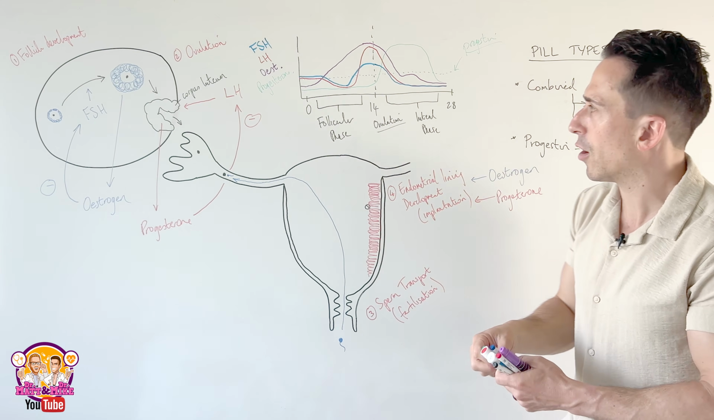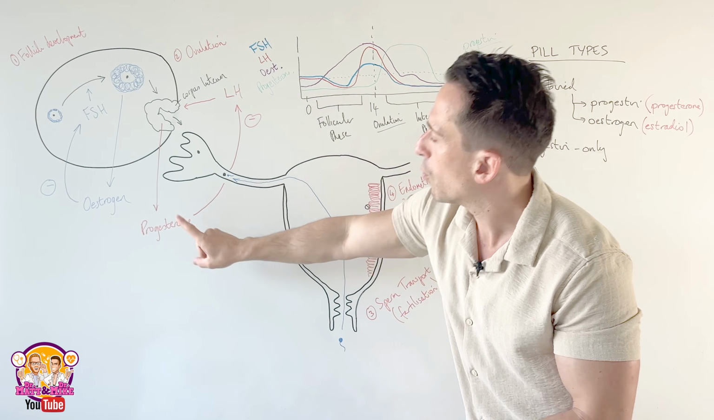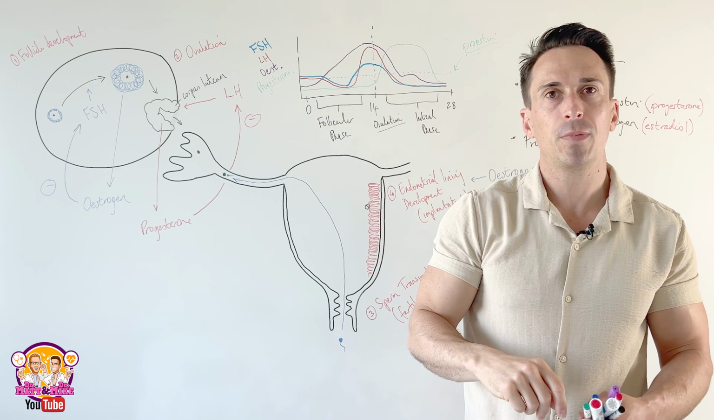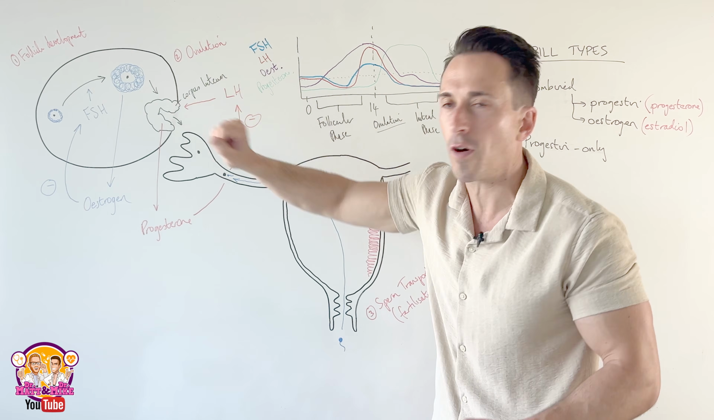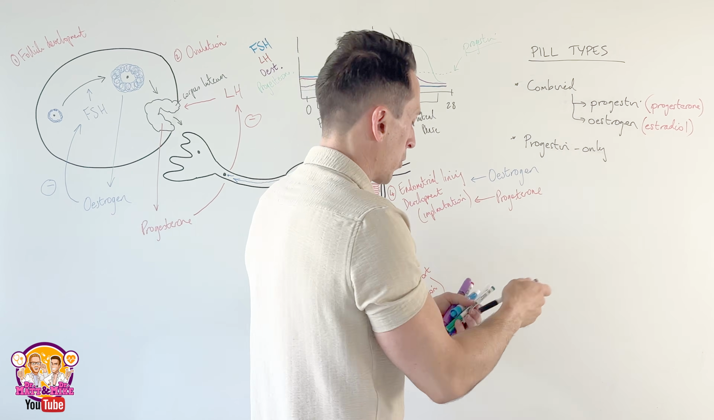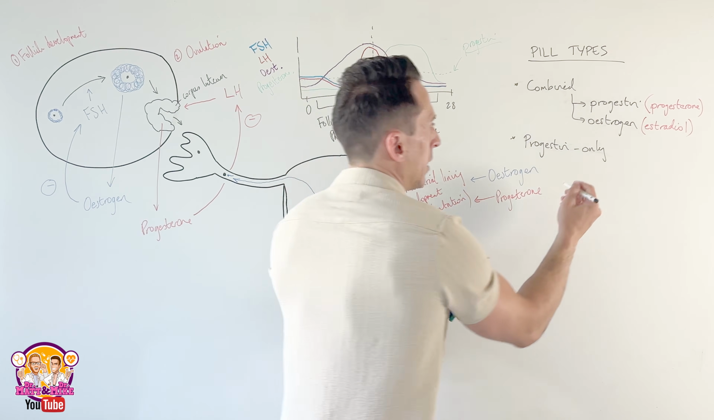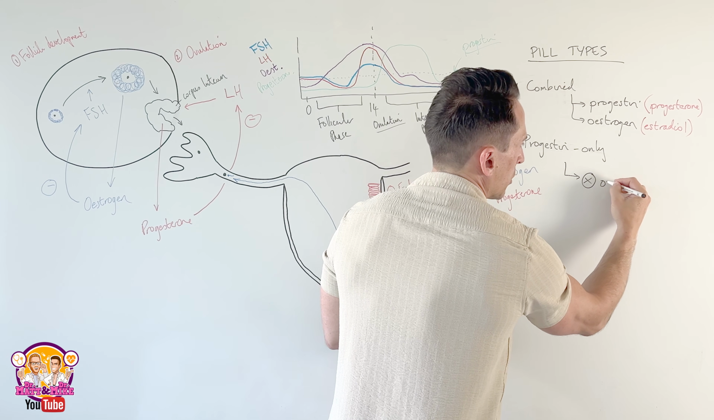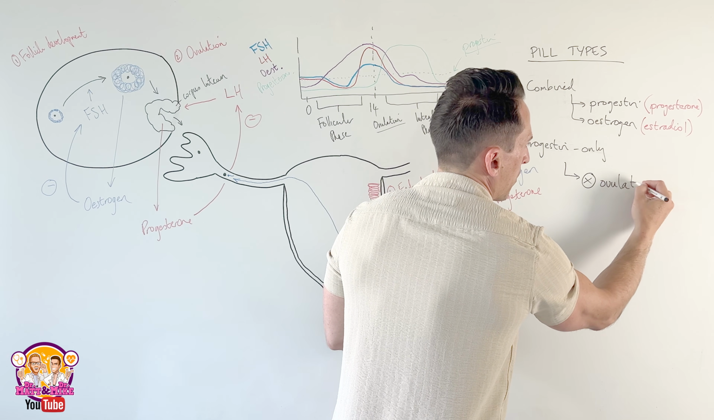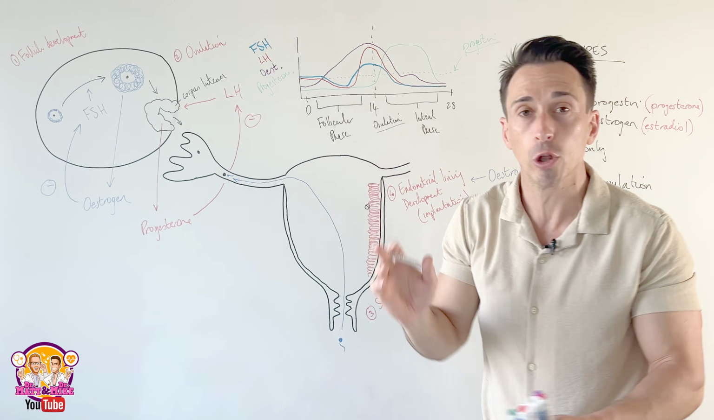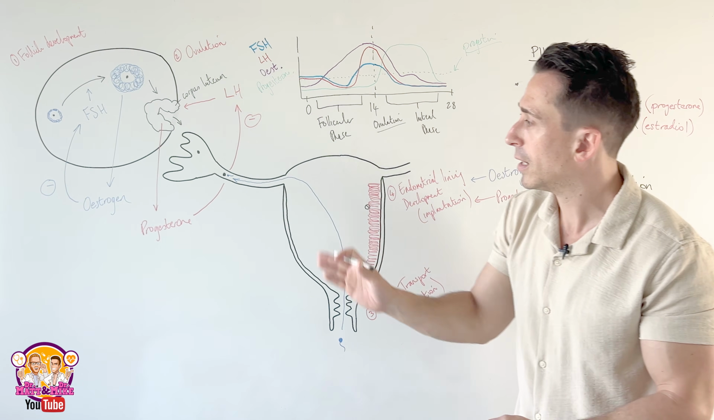Now, what does this mean? Firstly, I said that progesterone strongly negatively regulates LH, and LH is important for ovulation. So the first thing you need to understand is that one of the important roles of progestin only is that it inhibits ovulation. That makes sense because it's the negative feedback on luteinizing hormone.